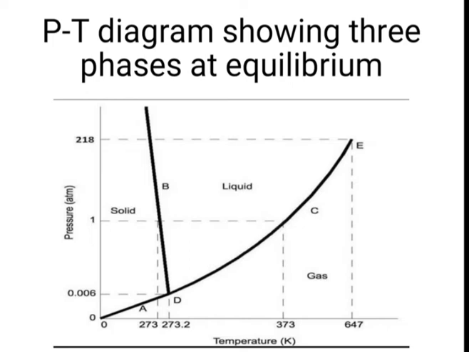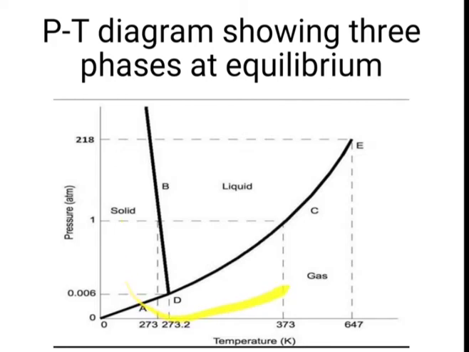Now, we will see the pressure temperature diagram showing three phases at equilibrium. Again, see here, the pressure is in atmosphere, and the temperature is in Kelvin on the x axis, and the pressure starts from 0, 1 and so on. And here is the solid present; solid gets converted into liquid. This is the boundary condition between solid and liquid.